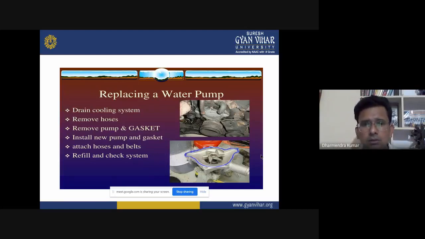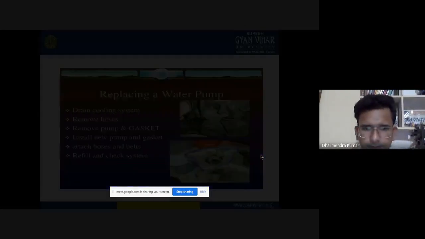Now the replacement is done point by point. First is to drain the cooling system, remove hoses, remove the pump and gasket, install the new pump and gasket, attach the hoses and belt, and refill and check the system. These are the steps of replacing a water pump in a water cooling system.